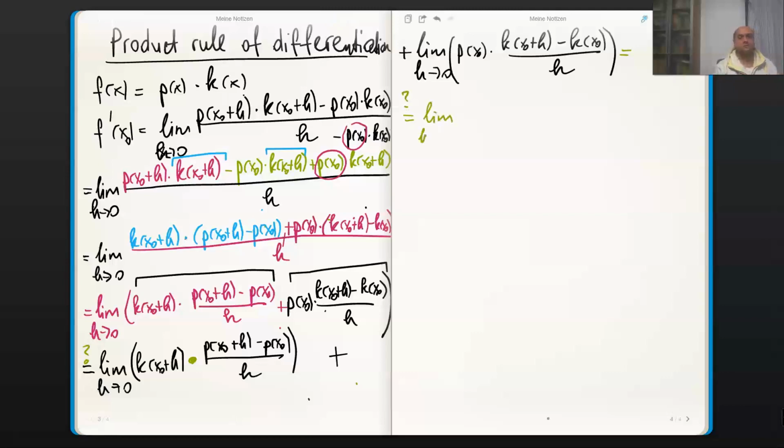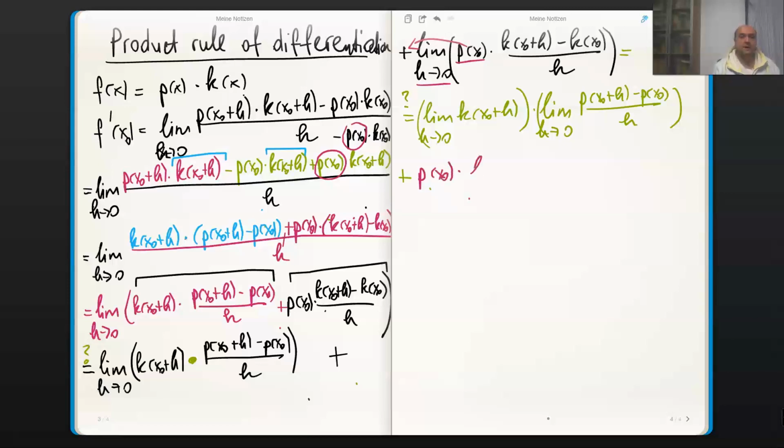We have a limit h towards 0 of k of x0 plus h times a limit h towards 0 of p of x0 plus h minus p of x0 divided over h. This is how we do it. And then we have plus, and now you see, using the factor rule, I don't have to prove here anything because this value is not dependent on h. So I'm just kicking it outside of the limit because of the factor rule of the limits. So this is p of x0 times the limit h towards 0 of k of x0 plus h minus k of x0 divided over h.